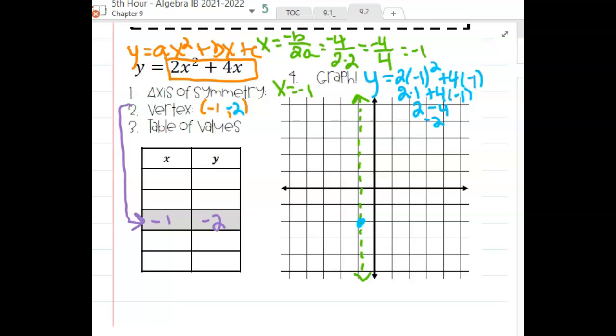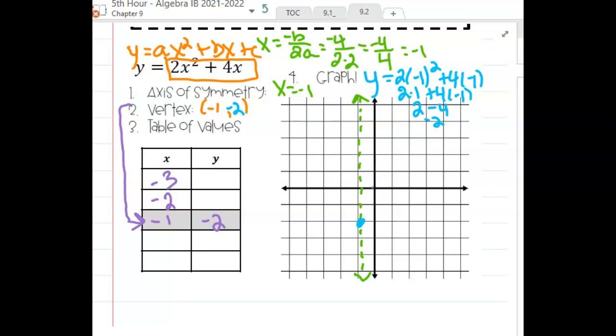Okay? Now remember, what I need some points over here. Okay? Because I need to know if this goes up or if it goes down. So here's the thing. I know what happens when I plug in -1. I need to know what happens when I plug in -2. What happens when I plug in -3. So in our table, we're going to plug in -2 and -3. You're just going to start at your vertex, and you're going to go to the left. And then it's the same thing over here.